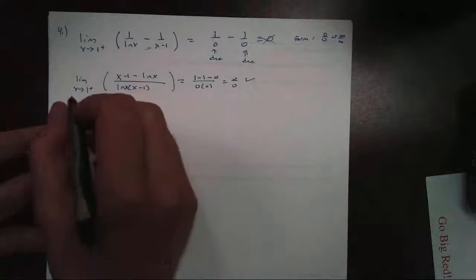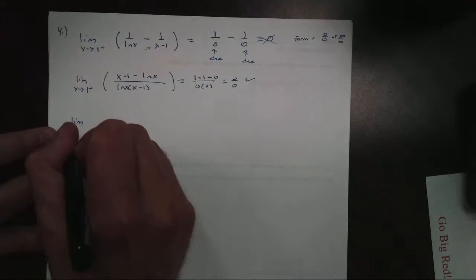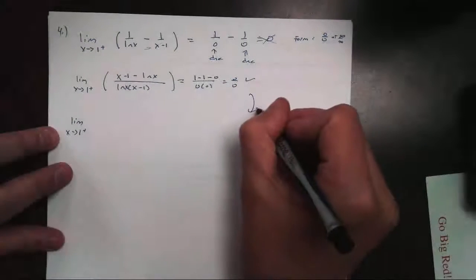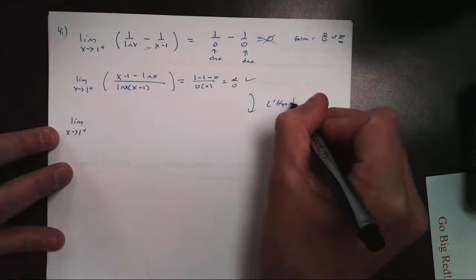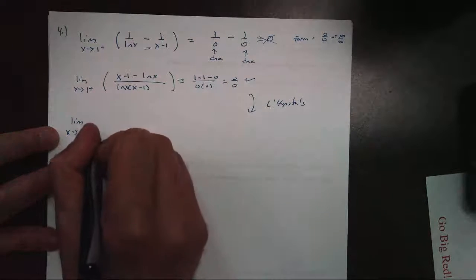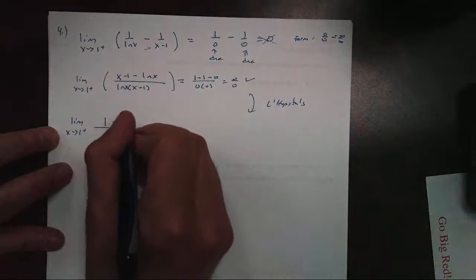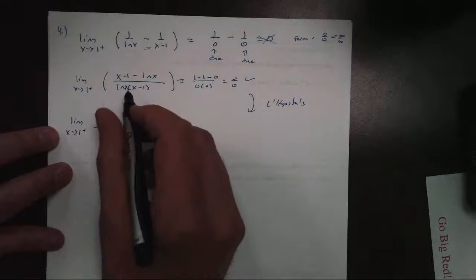So apply L'Hopital's. L'Hopital says to take the derivative of the top. See, I'm going to apply L'Hopital's now. Take the derivative of the top. I get 1 minus 1 over x. Derivative of the bottom, be careful.